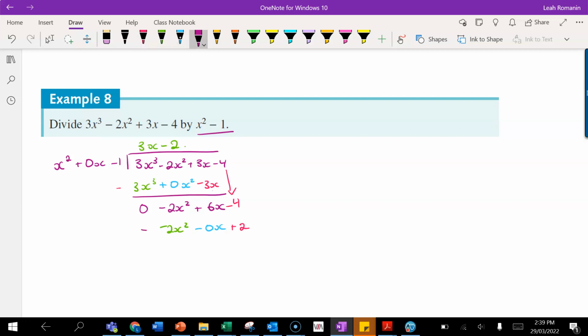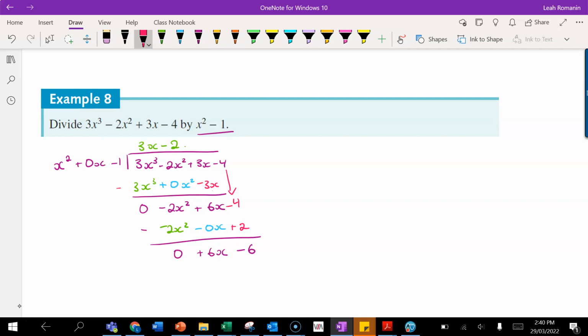Okay, subtracting again. So this 2x squared is going to cancel out. 6x plus 0x is going to stay as 6x. And then negative 4 minus 2 is going to be negative 6. Now you'll notice when we get to this step, if I was to follow the process again and start dividing, I don't have enough x's here to divide by x squared. I have more x's that I'm dividing by than my initial number. So here is actually where I'm going to stop.